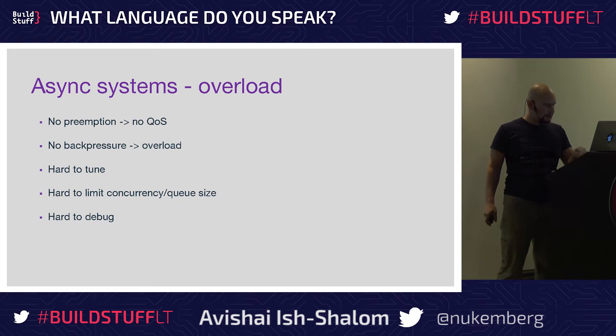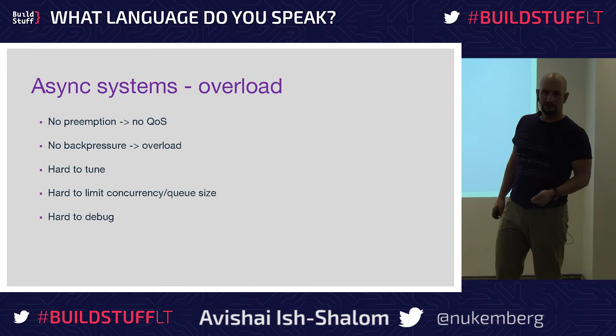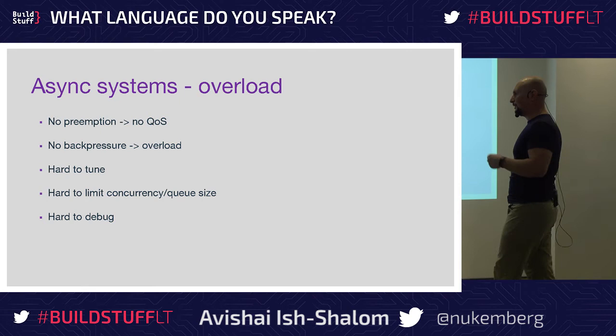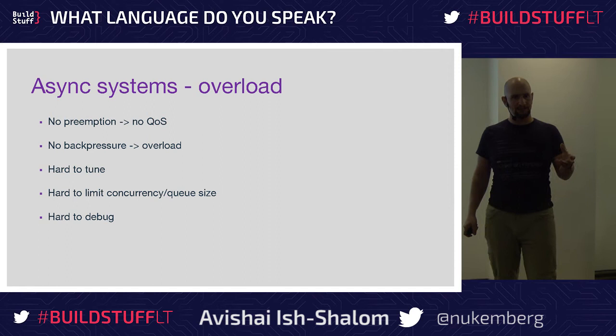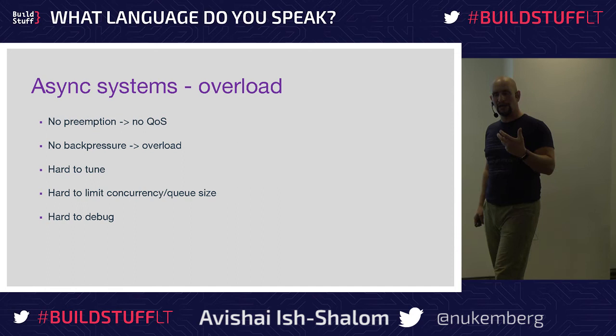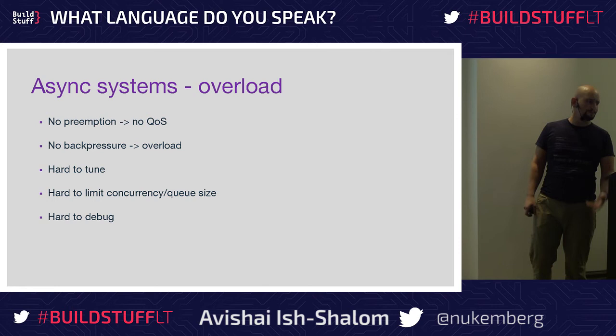What happens when you have overload in a synchronous system? Because we don't have preemption, there's no way to stop an ongoing computation. That means that we don't have quality of service. If some callback blocks the event loop, you're going to have high latency for all of the requests, not just one of them. In a threaded server, if one thread blocks on the CPU, it will be kicked out after some time, and other threads will be able to complete their work in a timely manner, which basically means that you do have decent quality of service behavior in a threaded server. And of course, because there's no back pressure, it's pretty easy to get into overload. Also, it's very hard to tune, a lot of tuning parameters, how to limit concurrency and queue size, and so on.